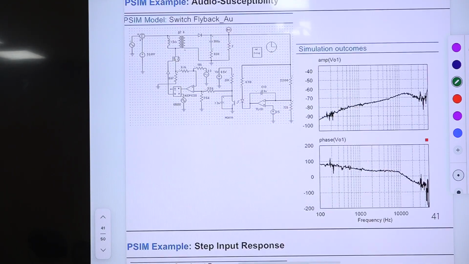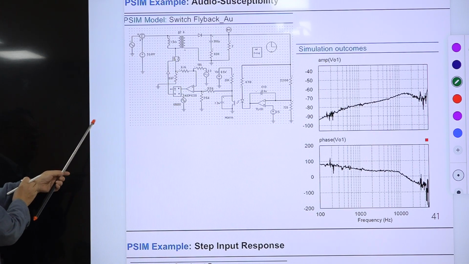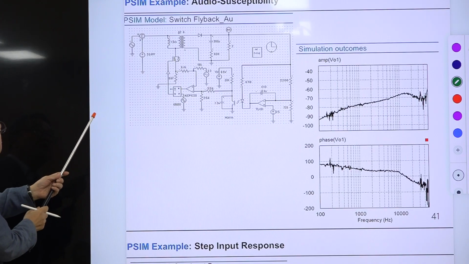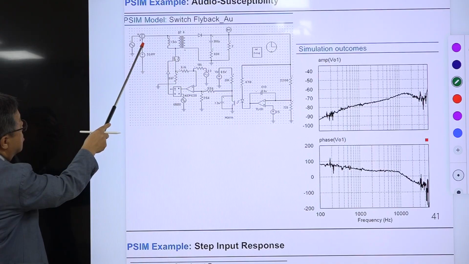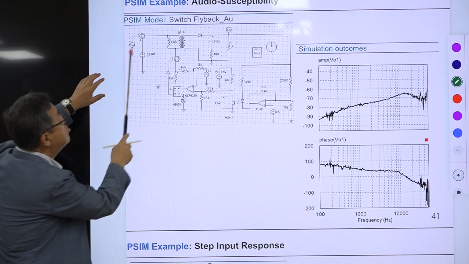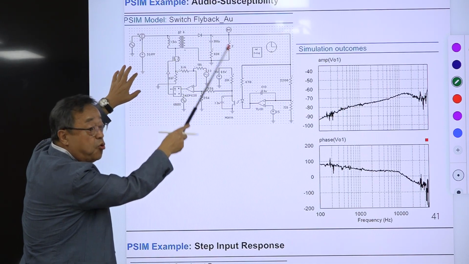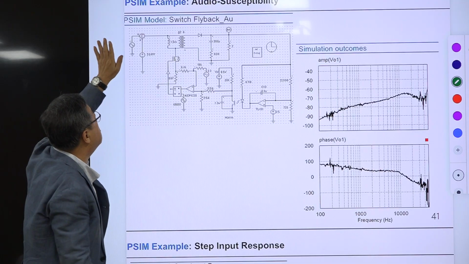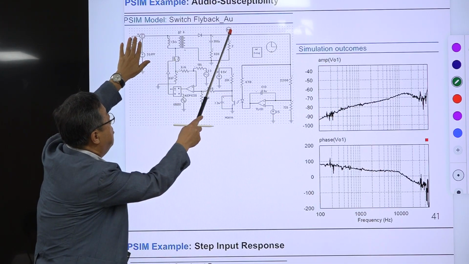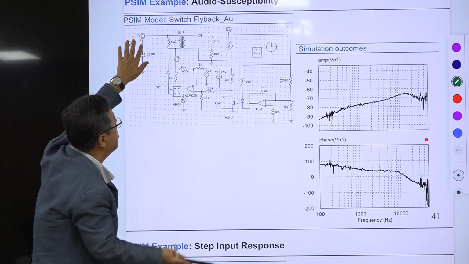Similar analysis. This is audio susceptibility analysis. So this is the simulation result using this. Okay. So this is the input disturbance coming in here. This is the input, and you just measure this. There is the input to output transfer function. Okay. You don't need the two terminal AC probe. So this is the reference, and you just measure this. Then you provide the transfer function from here to there.